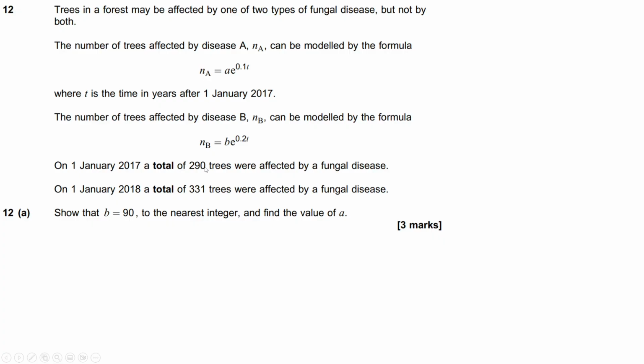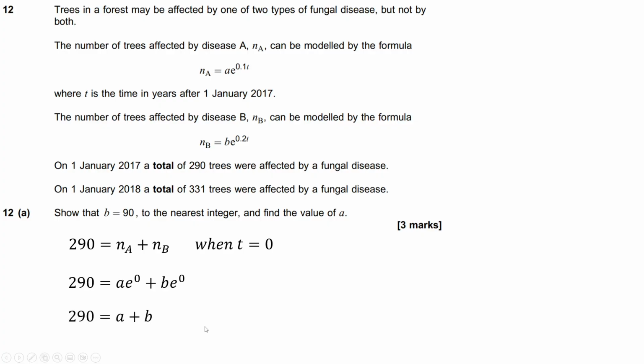So 290 equals this plus this, right? Because it's the total number. And also, I'm going over the thing when t equals 0, because they start in 2017, and this result is also 2017, so it's 0 years after. Just plug this in, and then that in. E to the 0 is just 1. So 290 equals A plus B. And then I did the exact same thing with this one, so 331 equals this plus this.